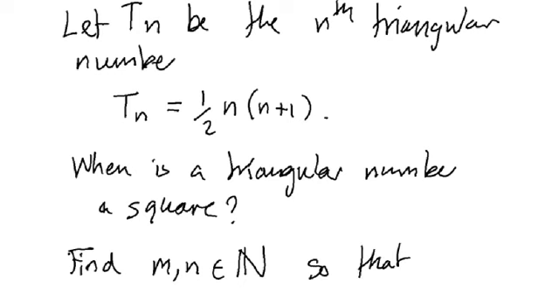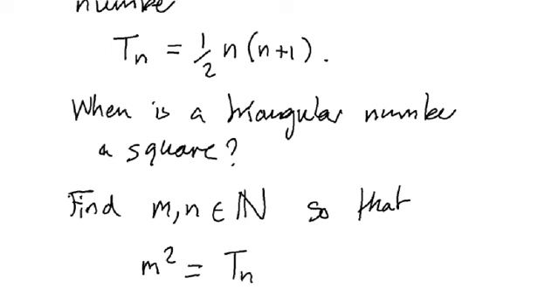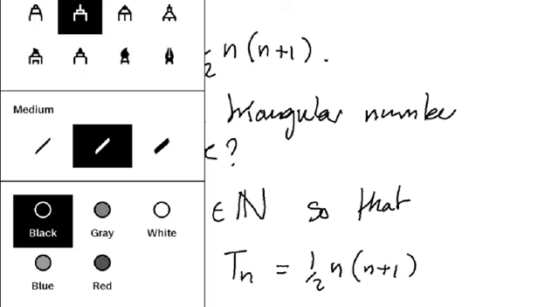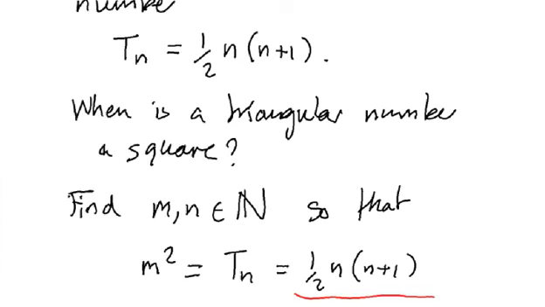oh, what do I want? I want m squared equals Tn. Well, that is a half n times n plus 1. So you can see, that's what I'm asking you to look at here, is that what we have here is our triangular number being square. So that's essentially what I'm saying. When is a triangular number square?